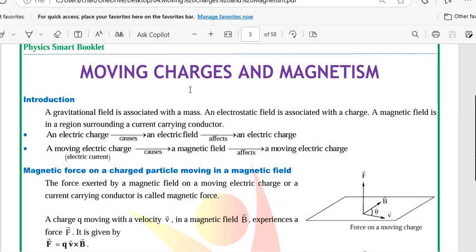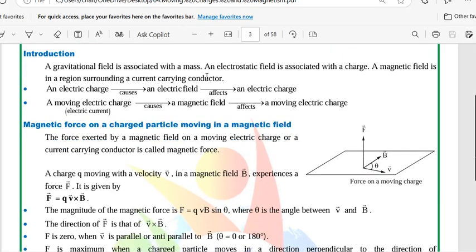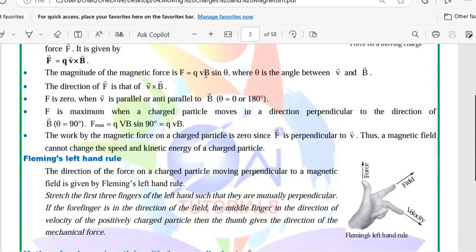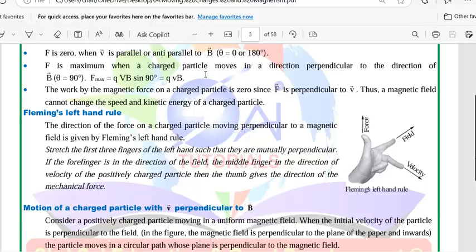See, in moving charges and magnetism, I have discussed some introduction part of this chapter: how an electric charge behaves in a magnetic field or in the region surrounding a current carrying conductor. So what is an electric charge in an electric field, and a moving electric charge in a magnetic field, how it affects and how it causes, and also the magnetic force. I have explained briefly about magnetic force on a charged particle moving in a magnetic field, and also I have discussed the Fleming's left hand rule.